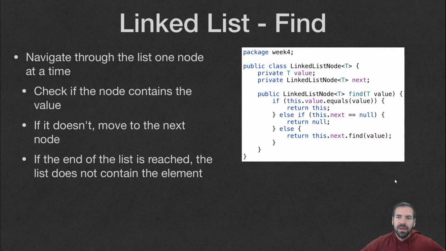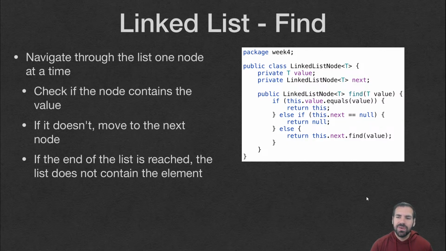Okay, moving right on. Find, we want to find a specific value in a list. So given a value of type T, is it in the list? And more specifically, if it is in the list, return a reference to the node that contains that value, and specifically the first node. If the list contains this value multiple times, if there are duplicates in the list, returning the first node would be the functionality we have here. Return a reference to the first node that contains this value. If the value is not in the list at all, return null. And otherwise, we're making a recursive call.